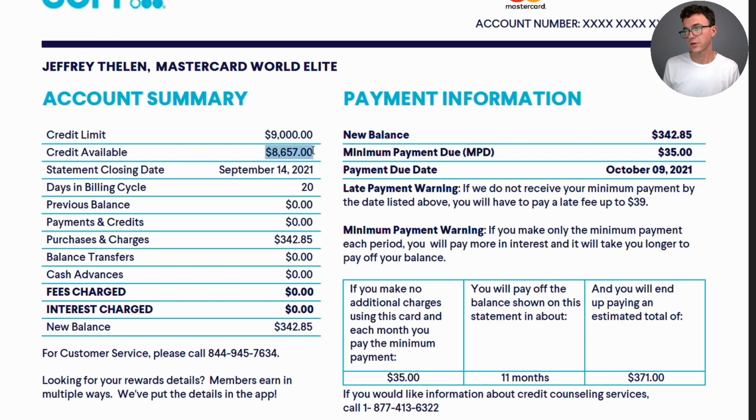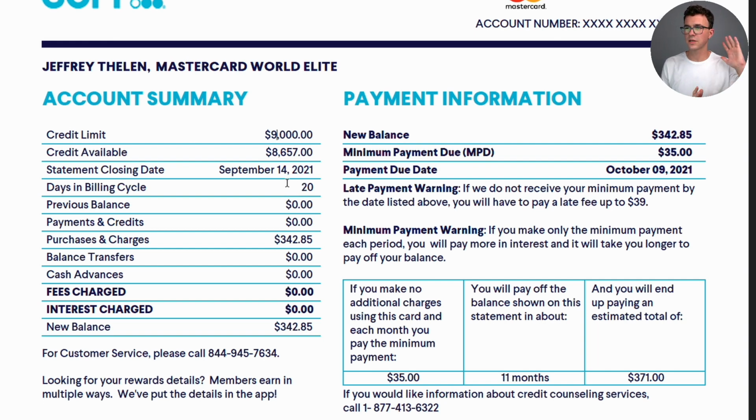Here is the credit available, which would be basically this amount minus the new balance, which is over here at $342.85. The closing date was September 14th. The days in billing cycle is only 20 days, which is a little strange to me.